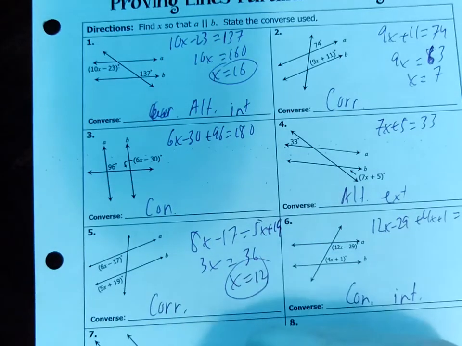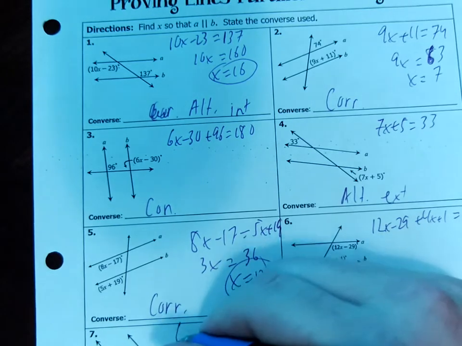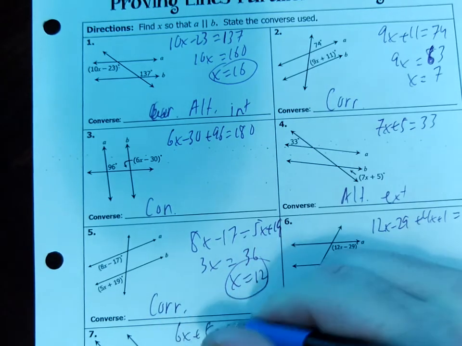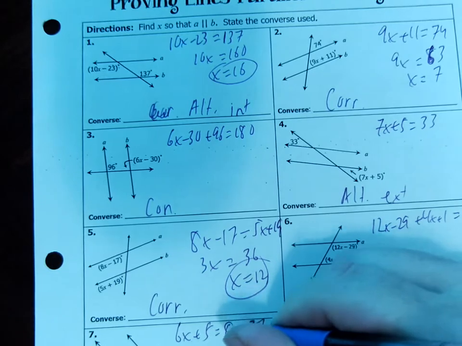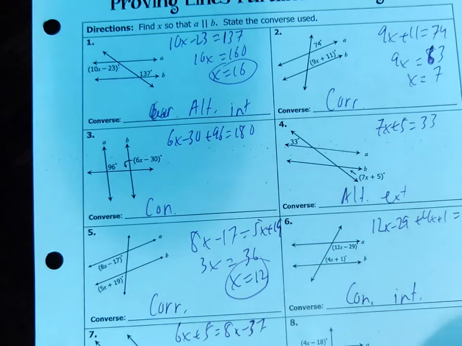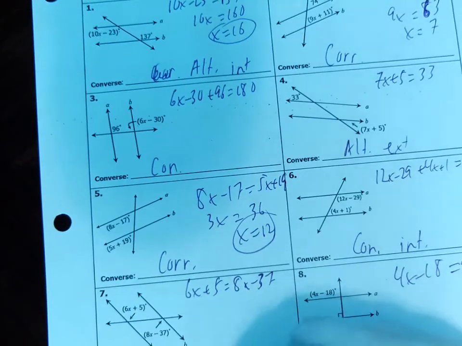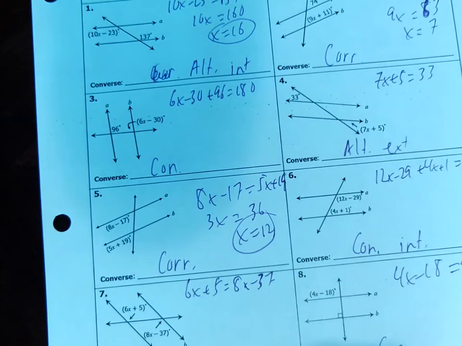These ones would be alternate interior. They'd be equal. 6x plus 5 equals 8x minus 37. This one would be corresponding. 4x minus 18 equals 90. That box means 90. This would be alternate exterior. Alternate exterior. 23x plus 1 equals 27x minus 19.